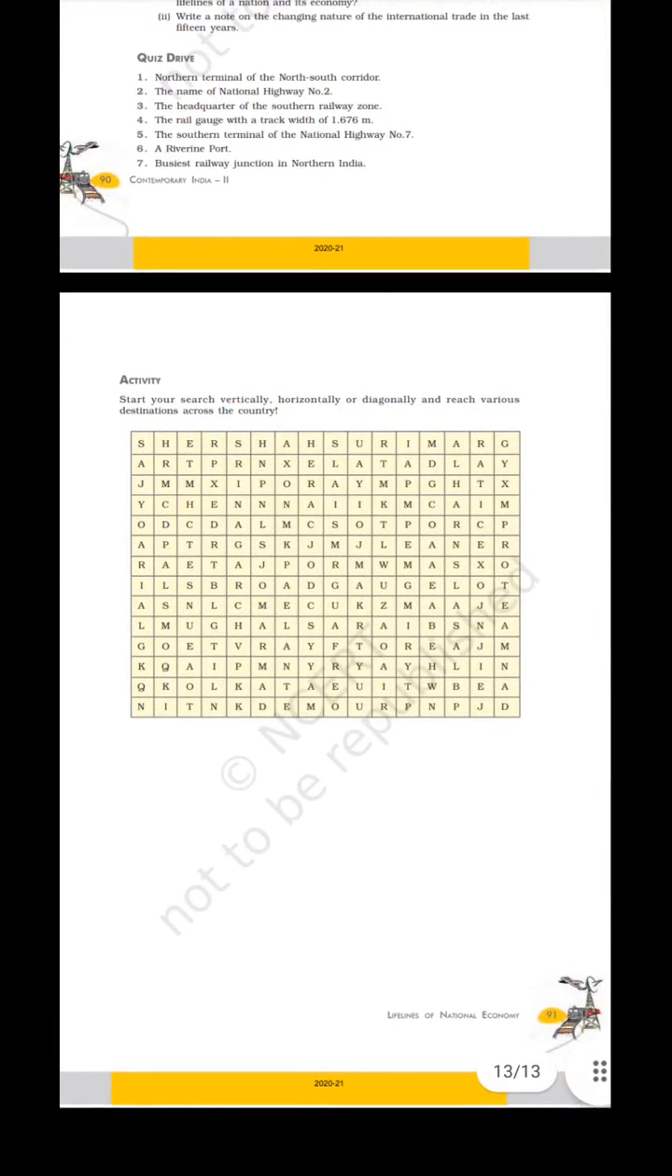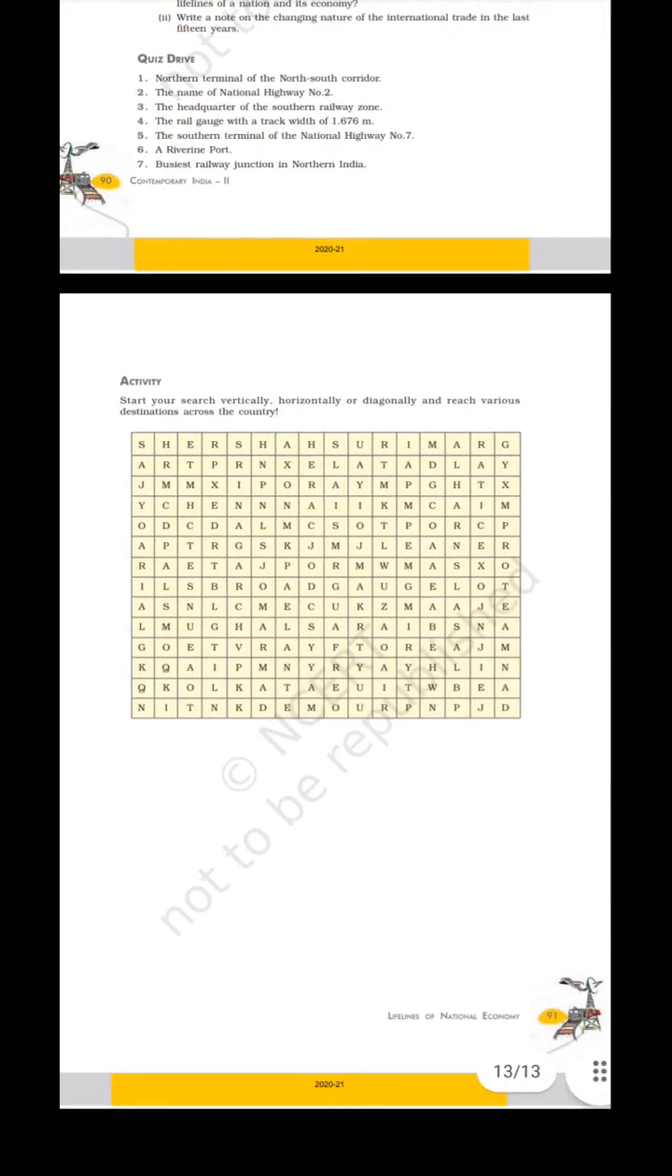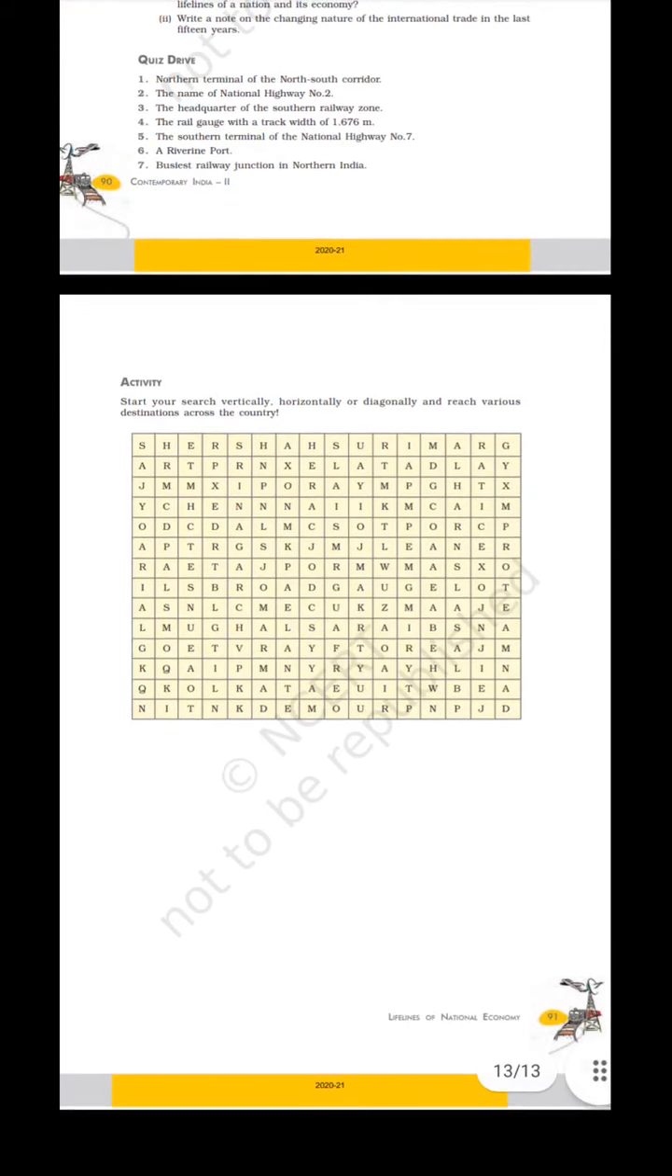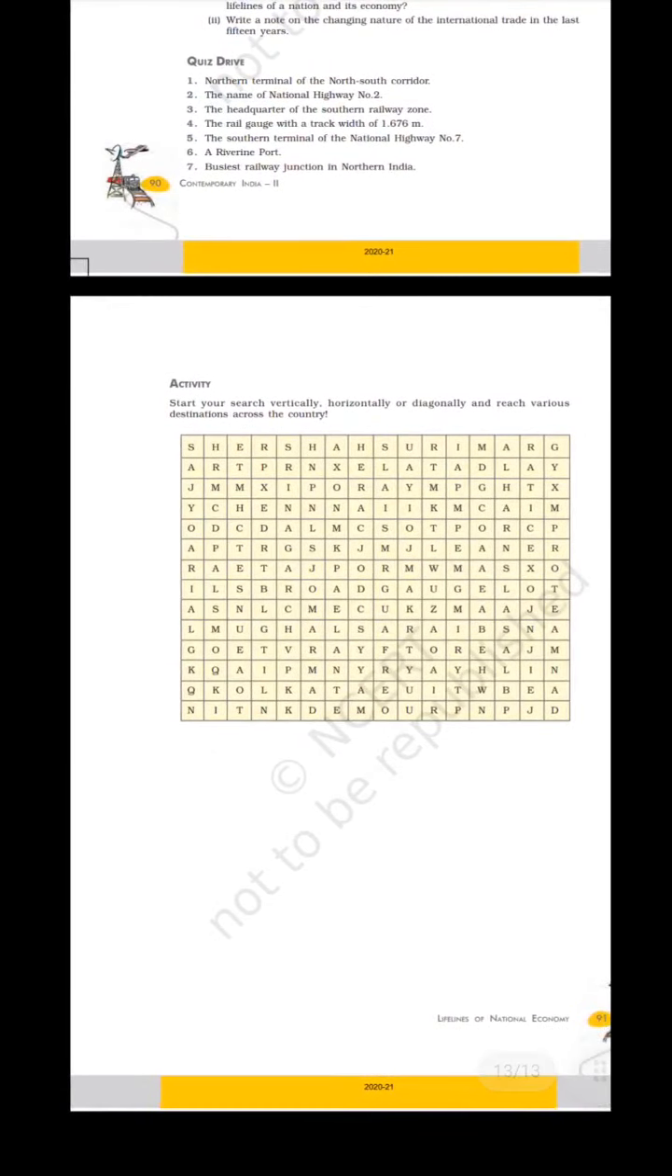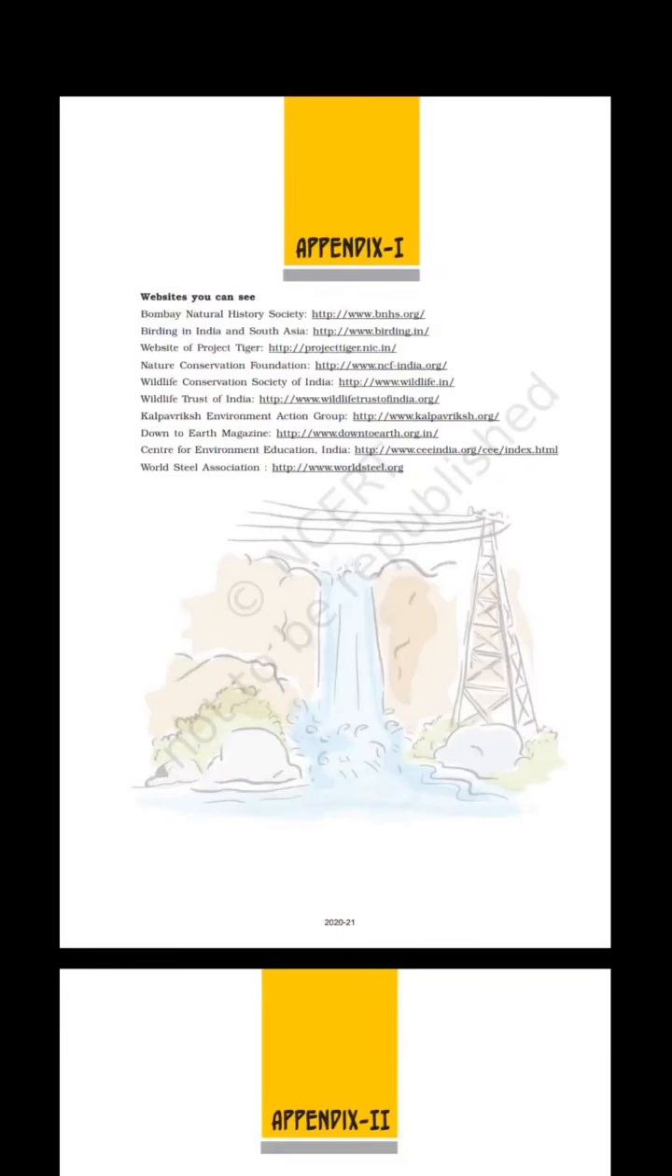Activity. Start your search vertically, horizontally or diagonally and reach various destinations across the country. Appendix 1. Websites you can see.